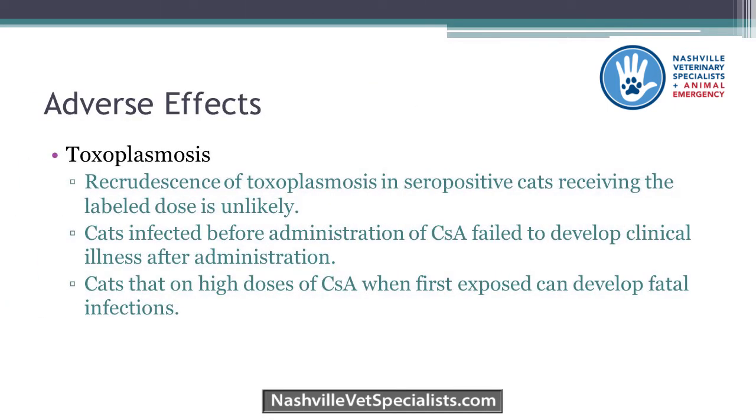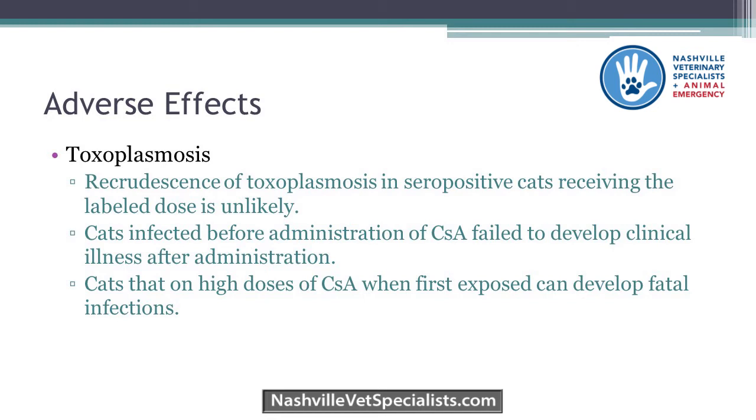A big one that gets talked about as well, toxoplasmosis. Important points that they've brought up in the literature is that recrudescence of toxo in seropositive cats receiving the labeled dose of cyclosporine is unlikely. So if you have a seropositive cat and you give it cyclosporine at the labeled dose, recrudescence is unlikely. I don't have the percent number for you, but it's got to be pretty small for them to say that. Cats infected before they're put on cyclosporine therapy did not develop clinical illness after administration. So something else to think about.